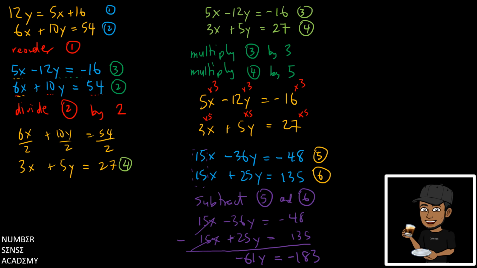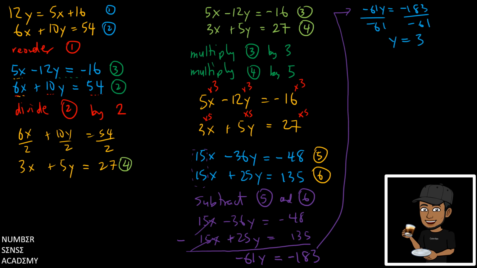And I already see that this works out. So I'm going to bring my work up here. Now what I have is negative 61y equals negative 183. I'm going to divide both sides by negative 61, and I know that y is equal to 3. All right. So now I could sub y into any of the previous equations. I could sub it into equation 5, equation 6, equation 3, equation 4, equation 2, equation 1, whatever one I want.